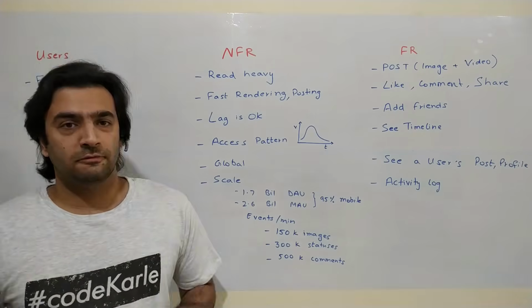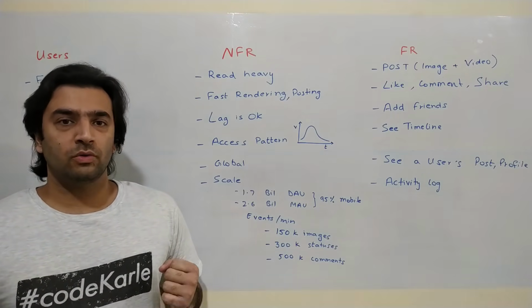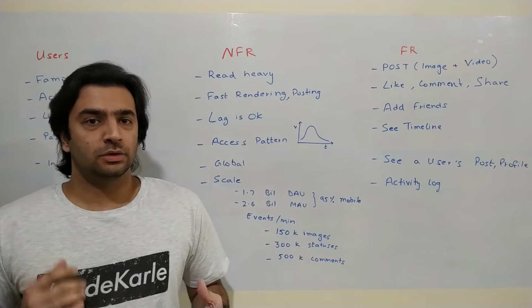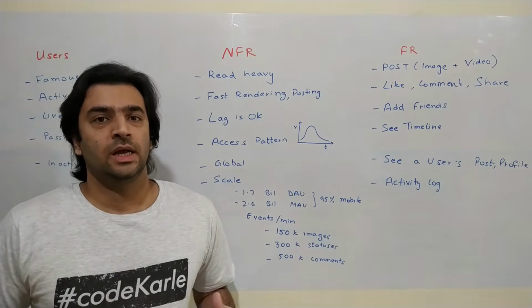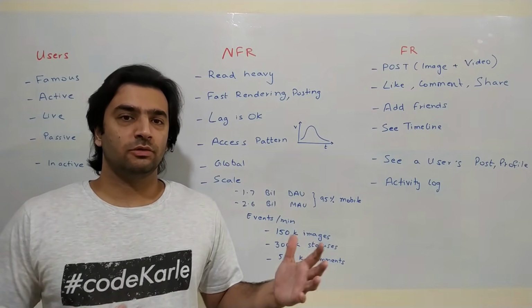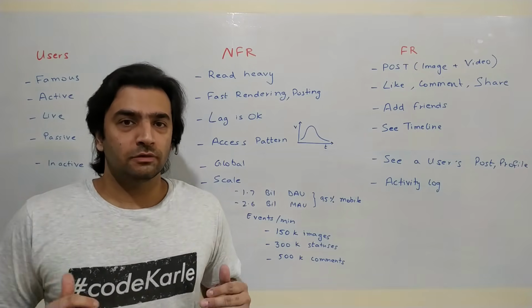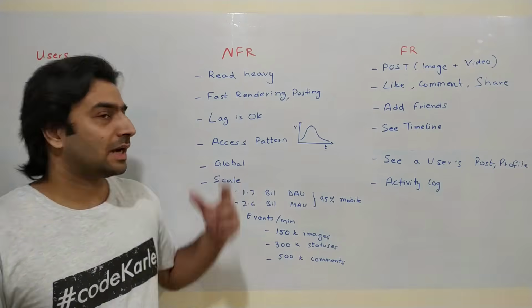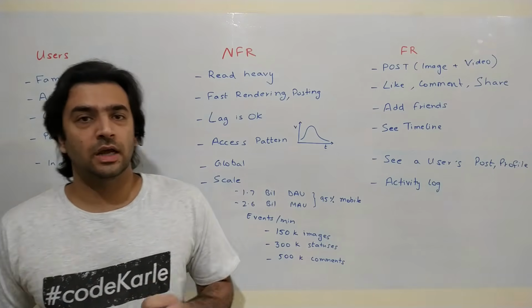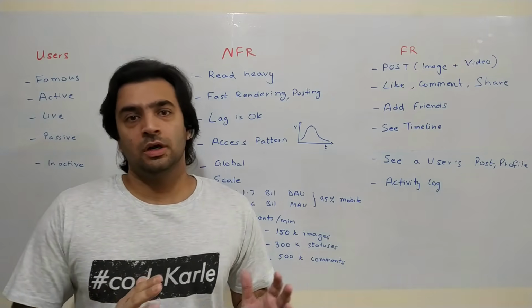Now, it should have a very fast rendering and posting time. If I want to post something, I should get a success message that the post is saved very quickly. And whenever I'm looking at somebody's profile, my timeline, or somebody's post view, all of that should also render very quickly. But some lag is okay. Lag and latency are two very different things. Latency should be low, but lag is okay.